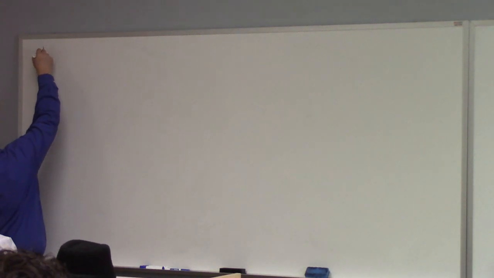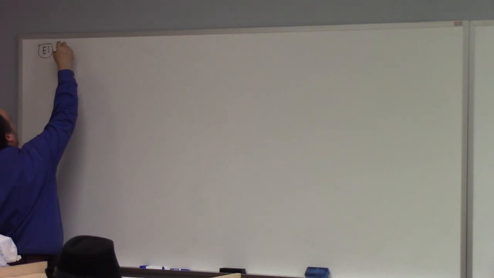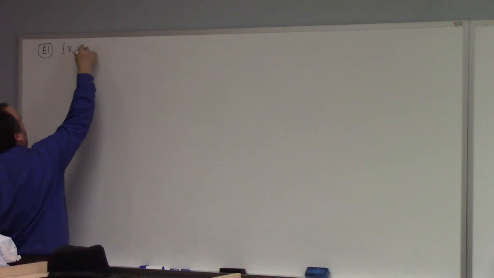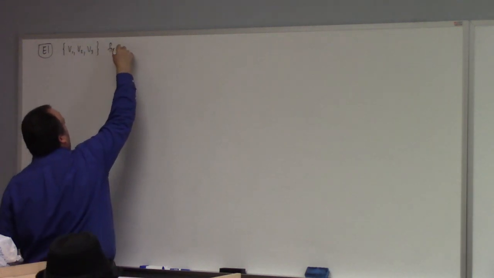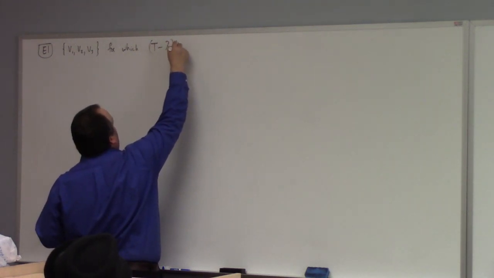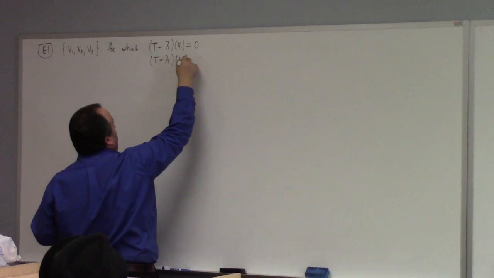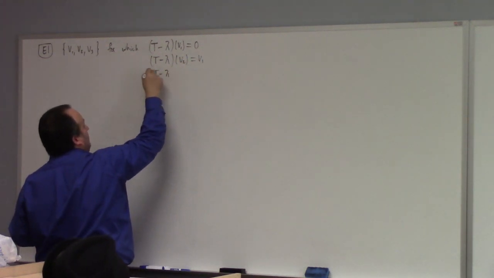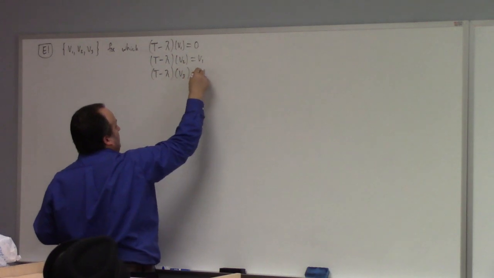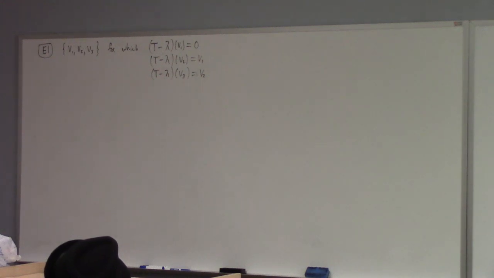I'll start with a 3-chain, and then we'll see if we can go from there. Suppose that we have V1, V2, V3, for which (T minus lambda) V1 is equal to 0, (T minus lambda) V2 is V1, (T minus lambda) V3 is V2, right? So this would make V1, V2, V3 a 3-chain with eigenvalue lambda for the linear transformation T, right?